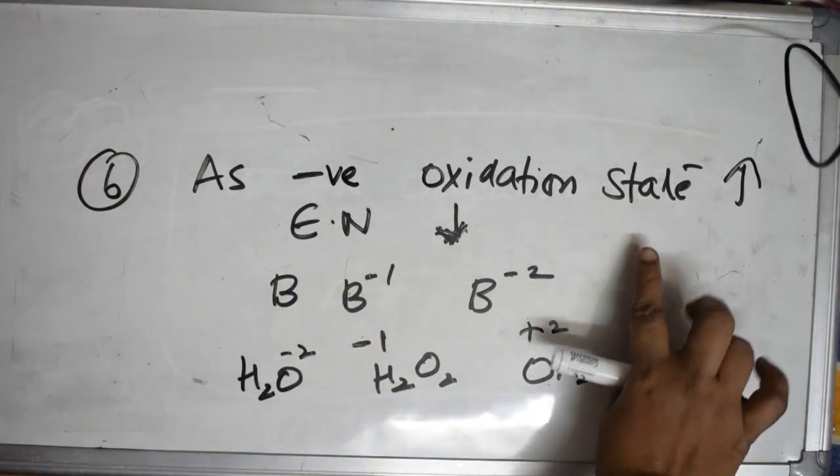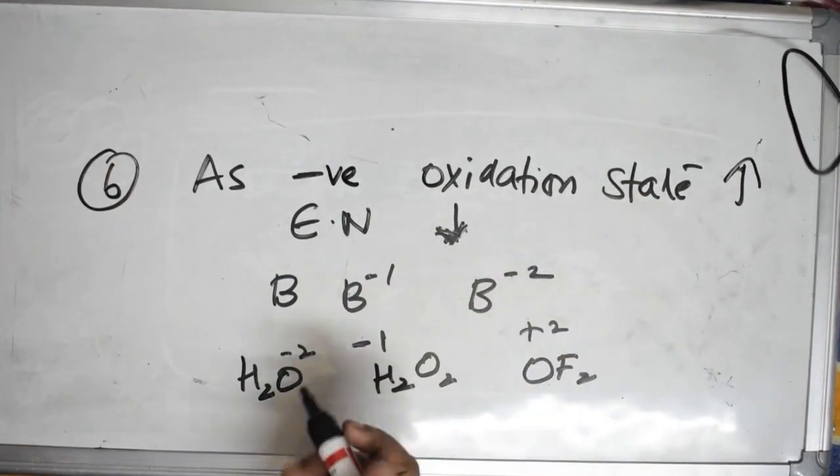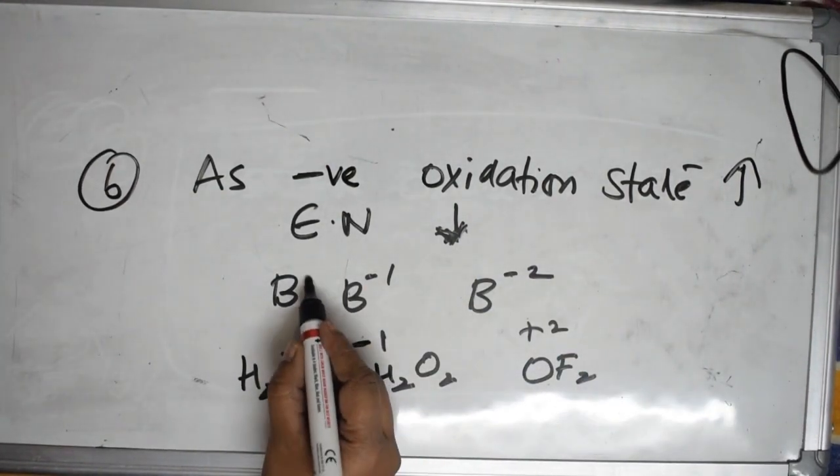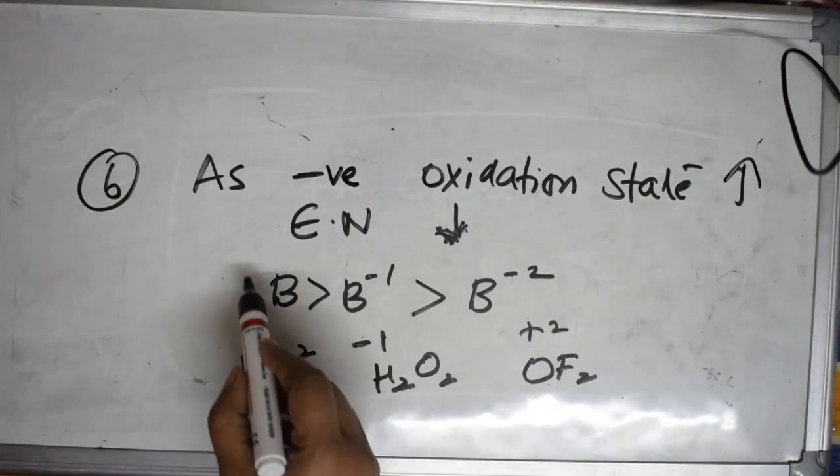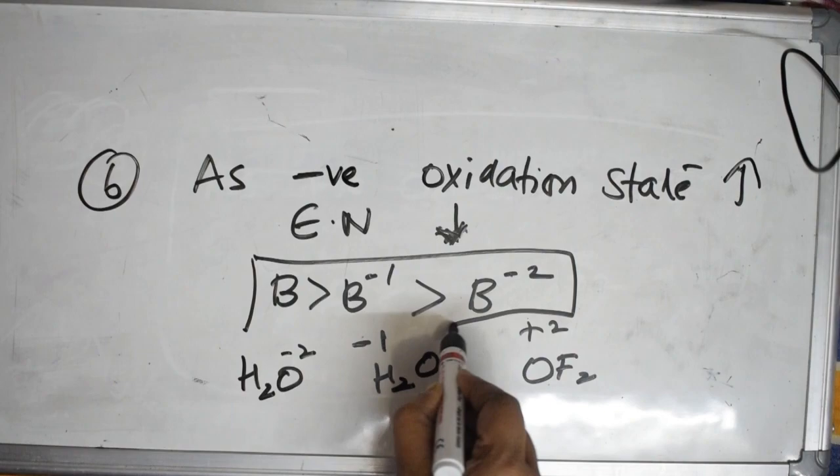As I said, as the oxidation state increases, electronegativity decreases. That means here there is no oxidation state, so this will be greater in electronegativity. This also will be greater in electronegativity. This is one example which you need to remember.